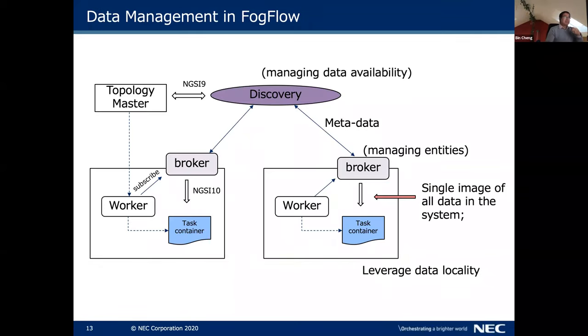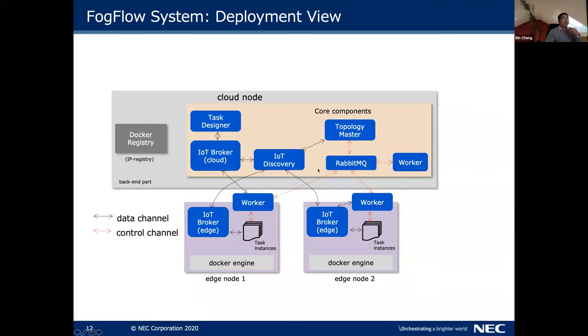And overall, there are basically two major channels. One is the data management channel between discovery and broker. On the other hand, there is the control channel between master and worker. We try to separate them because if we combine them, we may have a buffering issue in propagating the commands in real time, or as fast as we can. So we separate the two channels to make the control channel more efficient and fast.